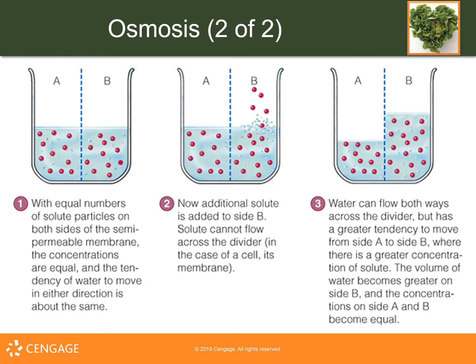Now, on image 2, it says additional solute, so more solute, is added to the B side. Solute cannot flow across the divider, in the case of a cell, its membrane. Now, number 3, it says water can flow both ways across the divider, but has a greater tendency to move from side A to side B, where there is a greater concentration of solutes. So the volume of water becomes greater on the B side, and the concentrations on sides A and B become equal. So that's just an example of osmosis. This is a great demonstration that we like to refer to for what happens in our body with that semi-permeable cell membrane that we have.